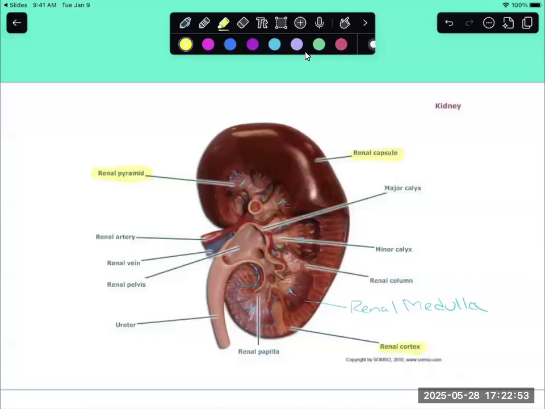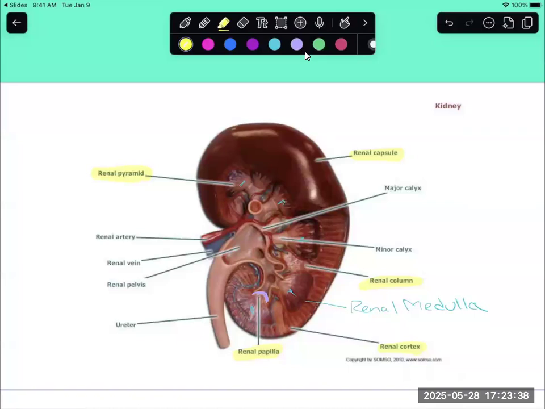Between those renal pyramids, we have renal columns. So the column is what separates the renal pyramids. At the bottom of the renal pyramid, we have this little kind of divot that comes down. That is the renal papilla. The renal papilla is helping to drain all of the urine, or the filtrate that has been created, out.